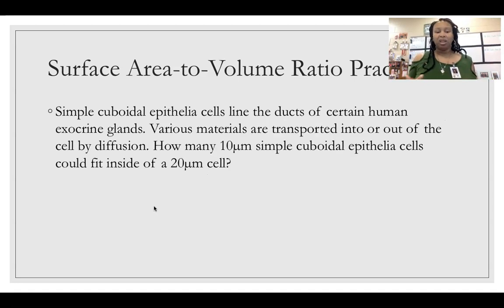Now, how many 10 micrometer simple cuboidal cells could I fit in that 20 micrometer cell? So what would happen if I was to take that cell and put smaller cells in it? What would happen? So if you were to take a 10 micrometer cell and cube that, go ahead and do it.